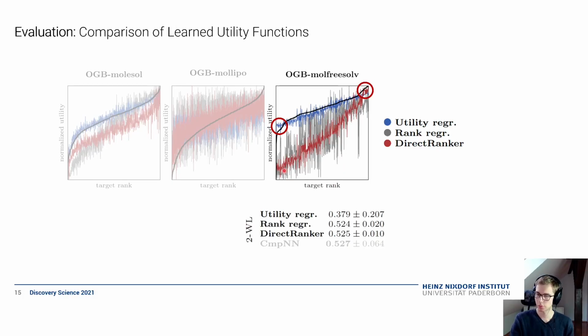Let's compare this with the Kendall's tau values from the table we saw before. What we find is that the blue utility regression model does have a significantly lower Kendall's tau correlation than both the rank regression and the direct ranker model. Also note that the standard deviation for the direct ranker model is the lowest of all the evaluated models, indicating that it performed most consistently across repeated runs. For a more detailed discussion of our evaluation, I'd like to refer you to our paper.